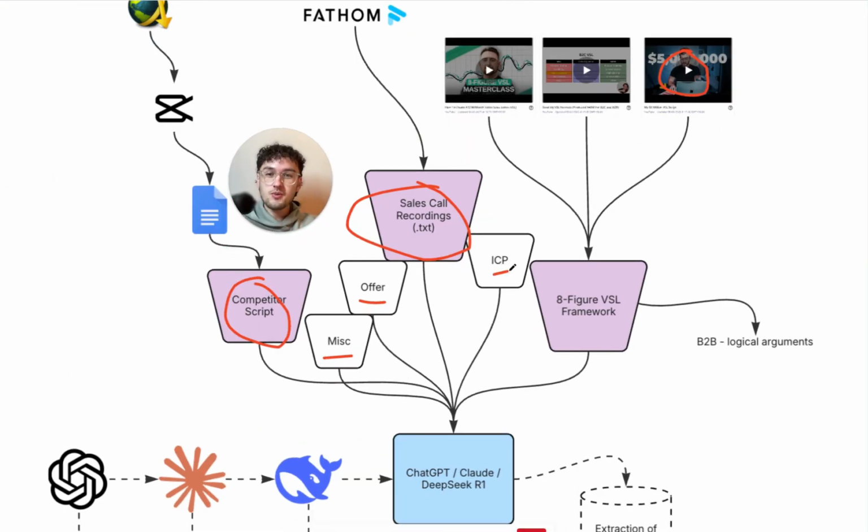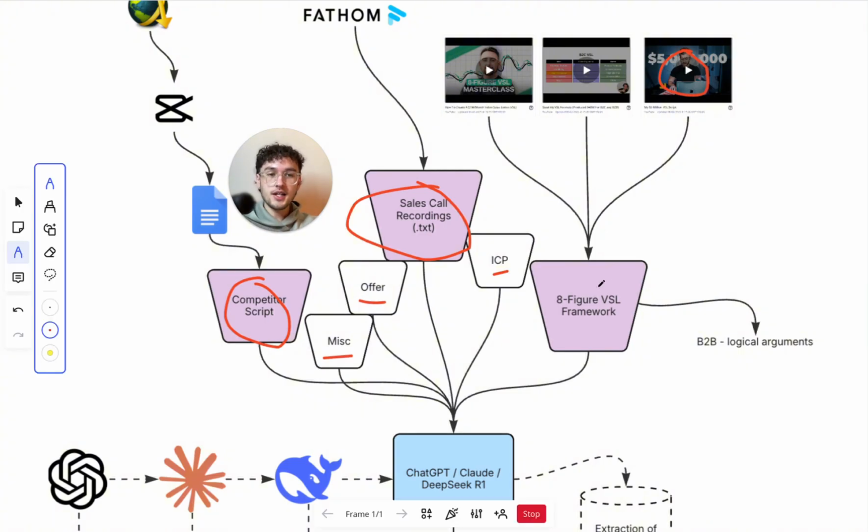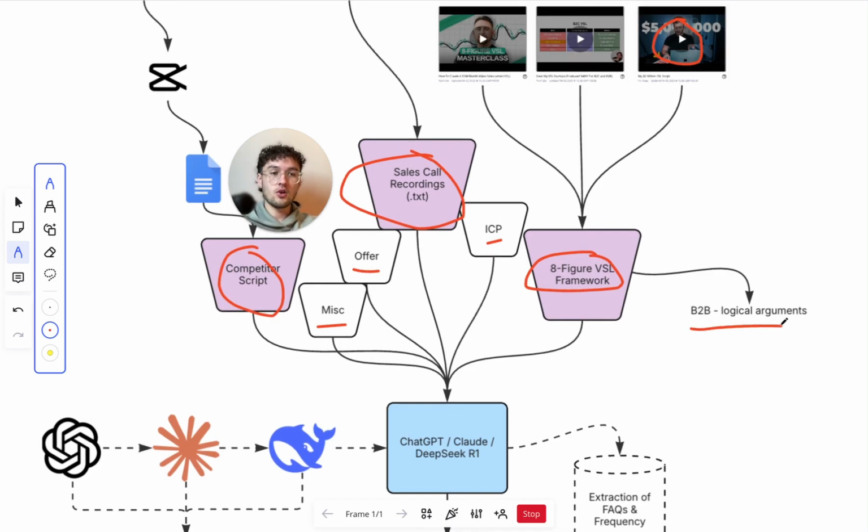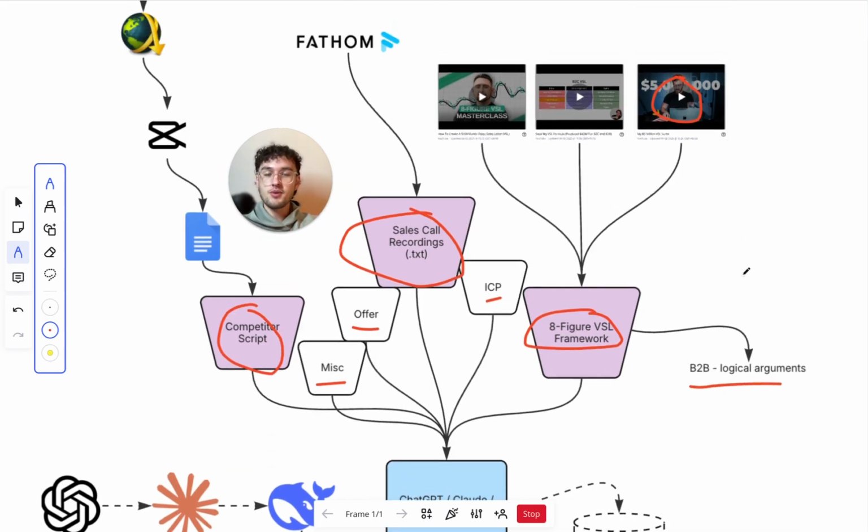Now, we'll also need to inject our ICP, of course, to target them immediately and to qualify them. And finally, we'll create an 8-figure VSL framework that the AI can actually use to create B2B or logical arguments. So disclaimer, this video is largely for B2B, but the same principles will apply for B2C, just using a different knowledge base or a different VSL framework.